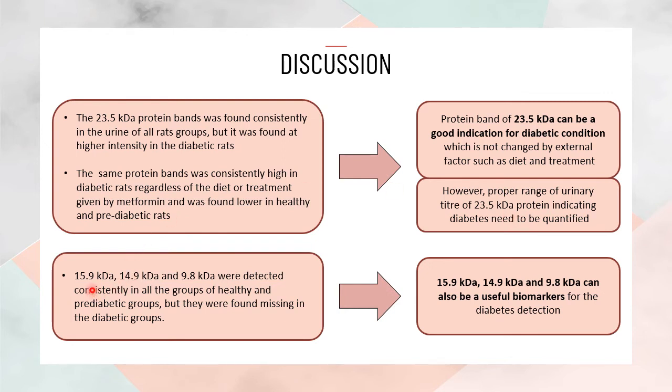The other bands like 15.9, 14.9 and 9.8 were also consistently detected in all groups of healthy and pre-diabetic rats, but were found missing in the diabetic group. So these protein bands can also be useful biomarkers for diabetes.